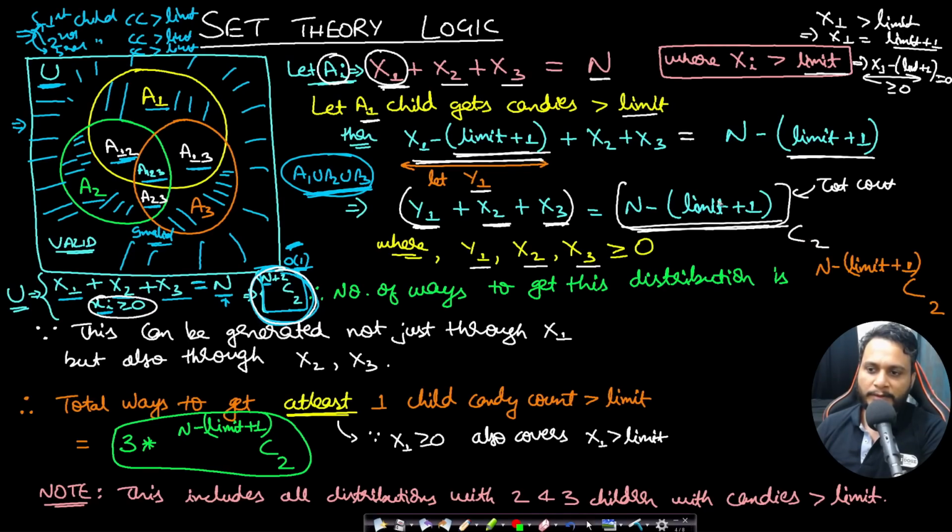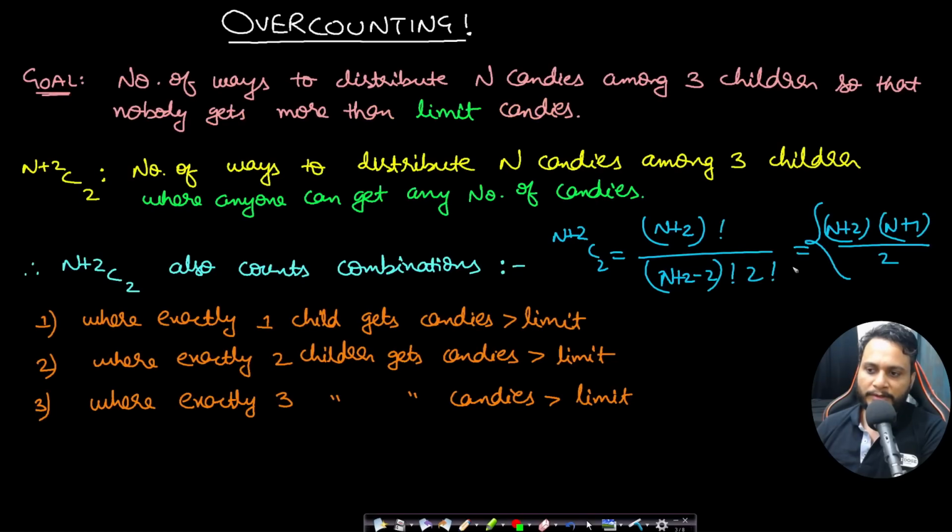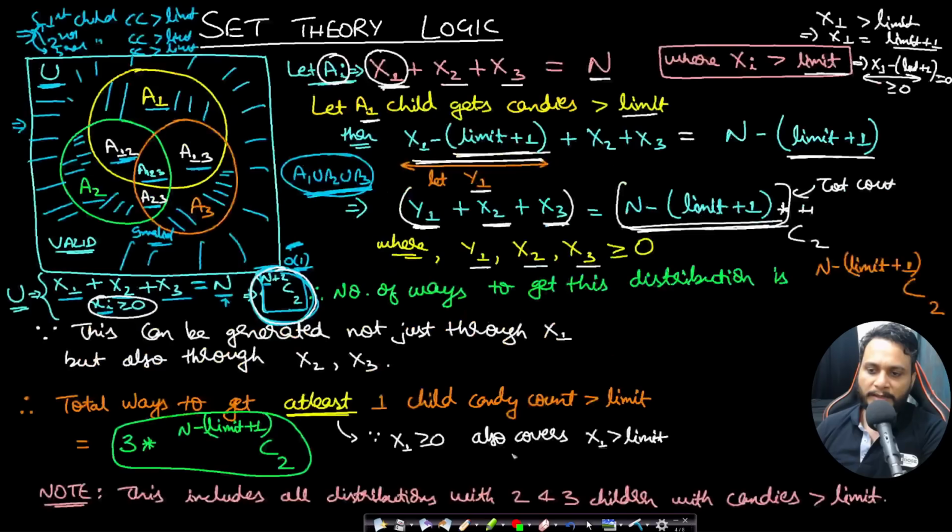You just take this value and multiply it by the +1 factor of this and divide by 2, as I had already shown you here, right? Something like this. So this n term can be replaced by this particular term. Okay, so that is why I am doing this conversion. Therefore the number of ways to get this distribution will be n minus limit plus 1 c2. Okay, I hope this is clear.